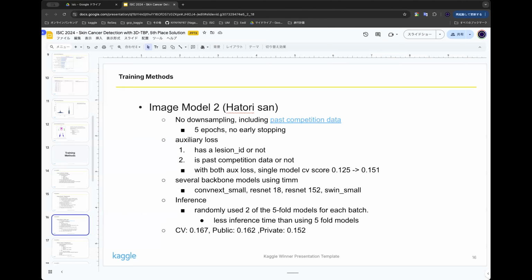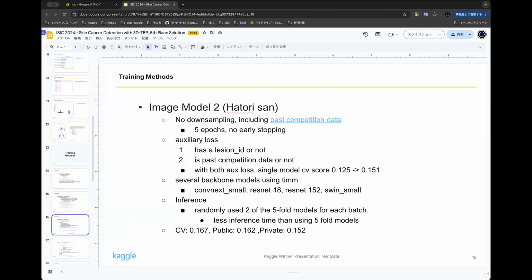Next one is image model 2. First, let me explain the features of this model. Unlike the previous image model, we did not use any downsampling. We used all the data, including past competition data. Since the dataset is large, we trained for only 5 epochs and did not use early stopping.